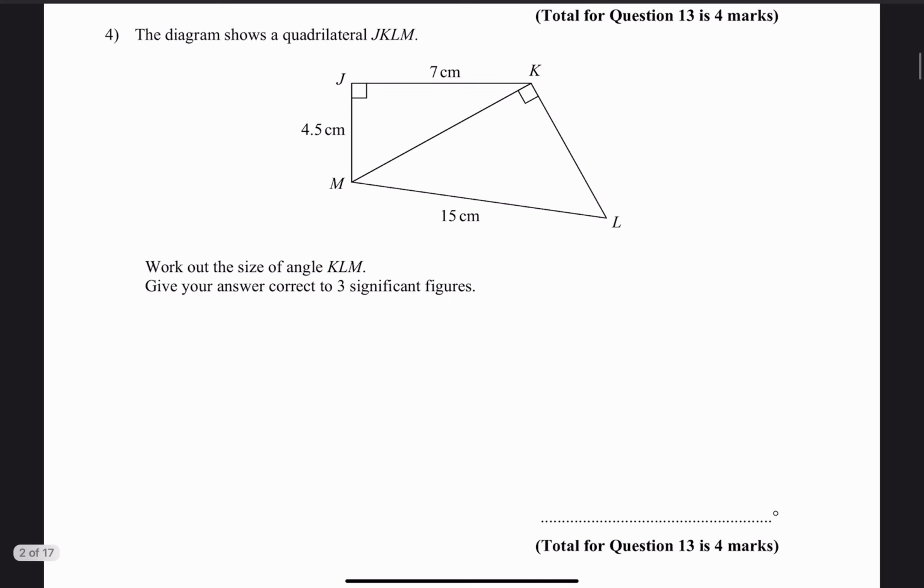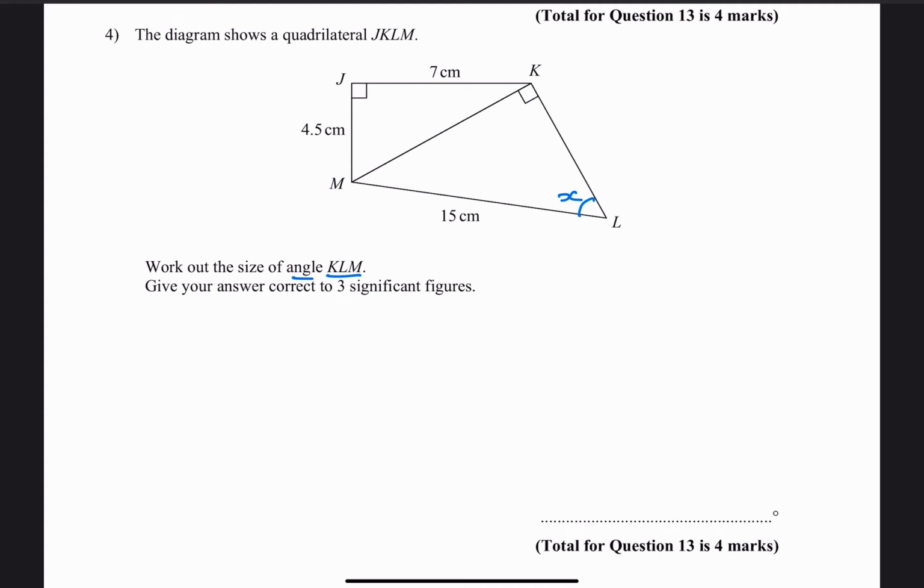Now they want angle KLM. Remember K, L, M. This angle. Okay, so they want this angle. Let's call it letter X. You can call it whatever letter you want.